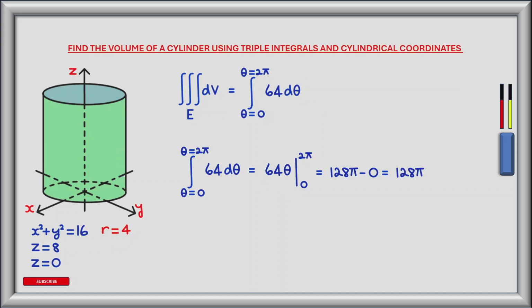And for the final integral, the outer integral, we want to integrate from theta equals 0 to theta equals 2 pi, 64 d theta. And using the power rule to evaluate this, this equates to 64 theta. And plugging in the limits of integration, we get 128 pi minus 0, and this equals 128 pi, which is the volume of our cylinder.